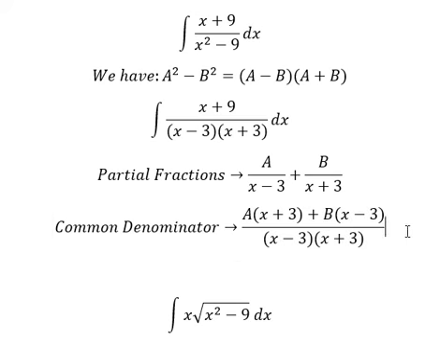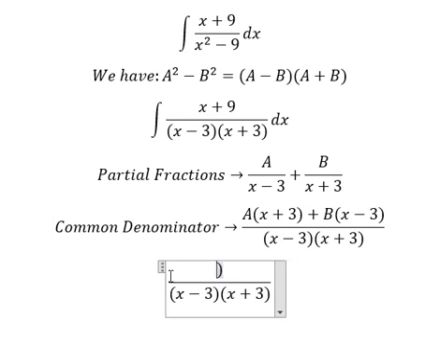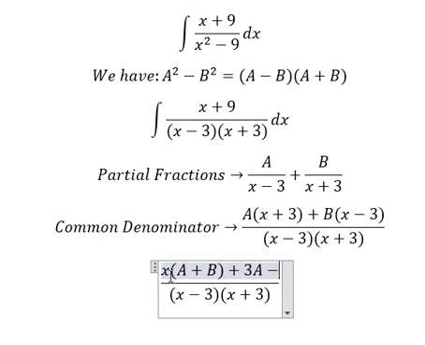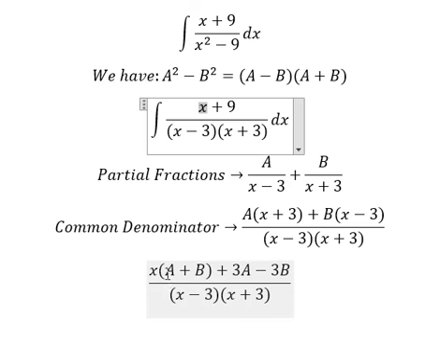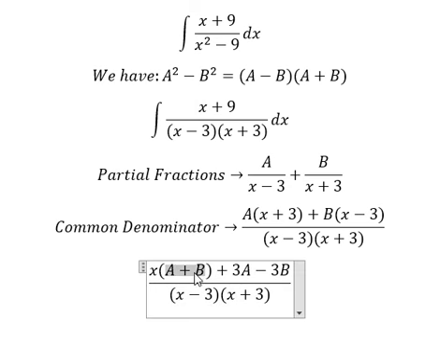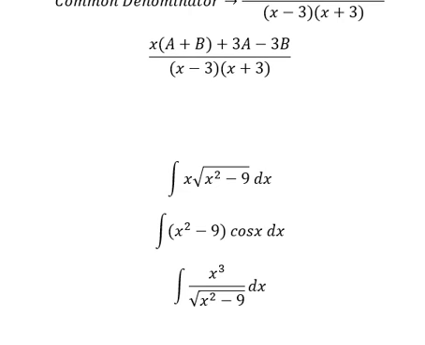Next, we need to arrange based on the term of s. So about s, we have a plus b. About nothing, we have 3a minus 3b. So if we look carefully at the coefficient of s, we have number 1. So that means a plus b equals 1, and 3a minus 3b equals 9. And now we create the system of equations.